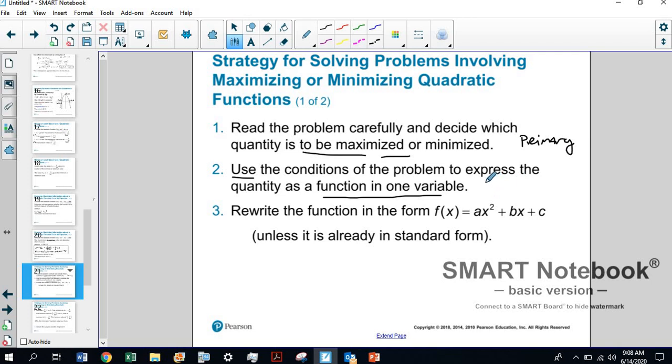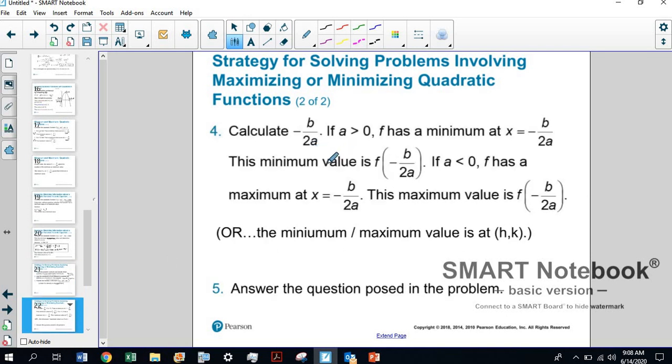And then you're going to have a secondary relationship, but it's going to be an equation. So this is a function, which means it can change values, and this is an equation, which means that it's a fixed value. And that's how you kind of know what's going on. Then you rewrite it in this form, unless it's in standard form where you can read the vertex right off of it. Then you find the negative b over 2a, or you find the h, k value, and then you answer the question. Because it is a word problem, you've got to find a word answer. So let's walk through one together.